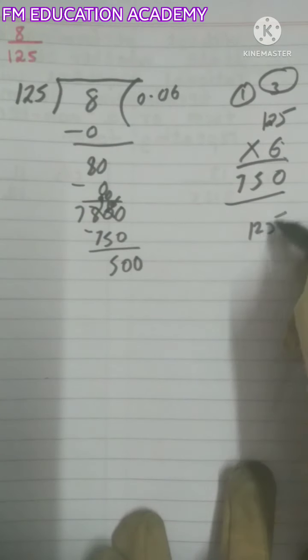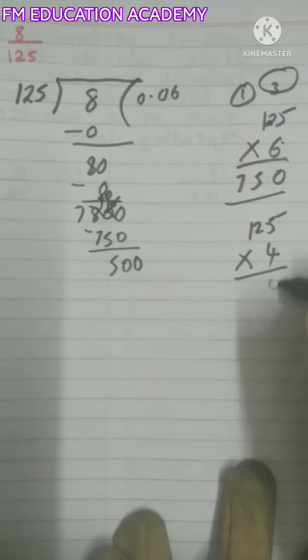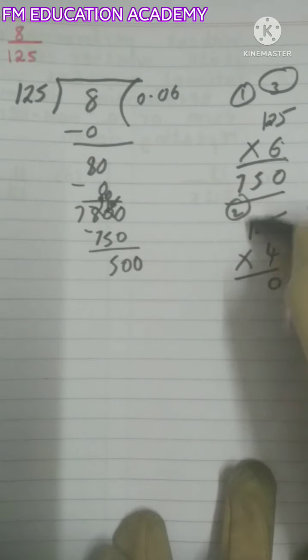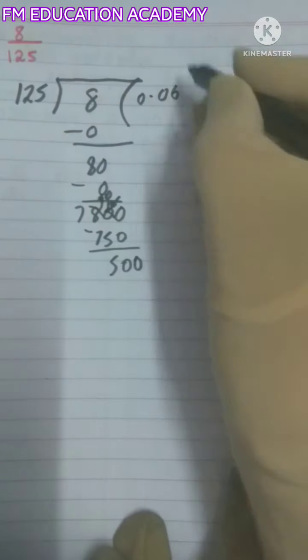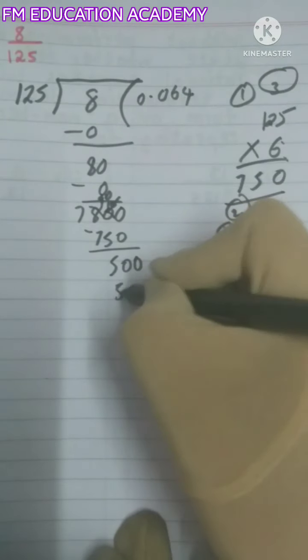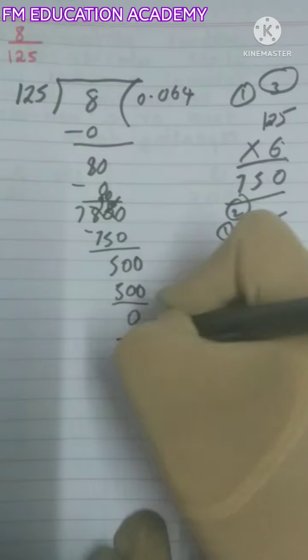So if we know that 25 4s are 100, similarly, find out what 125 4s are. 5 4s are 20. 4 2s are 8. 8 plus 2 is 10. 4 1s are 4. 4 plus 1 is 5. 500. So 125 4s are 500. 500 minus 500 is 0.